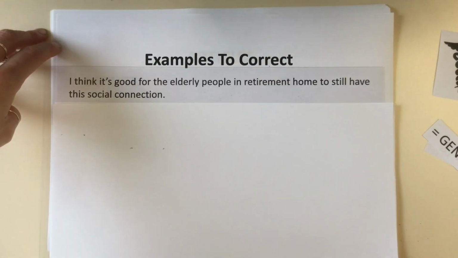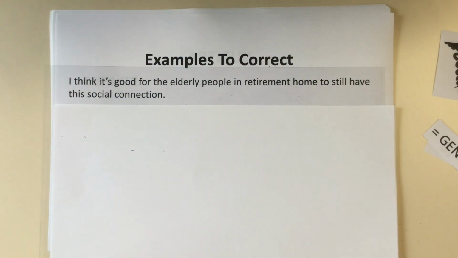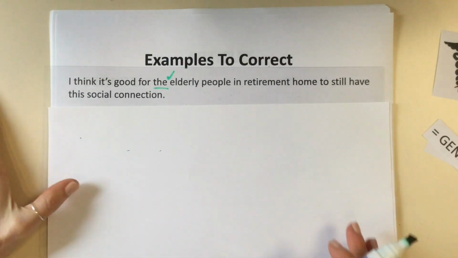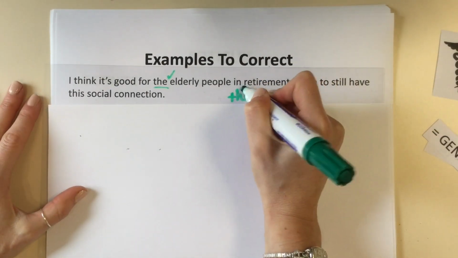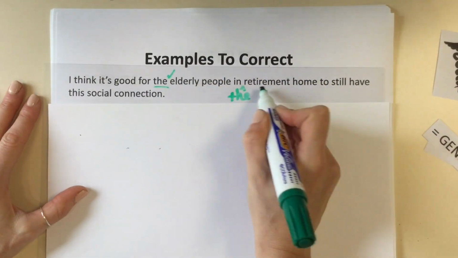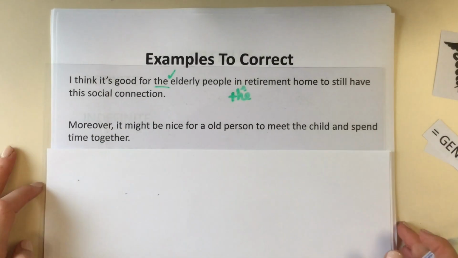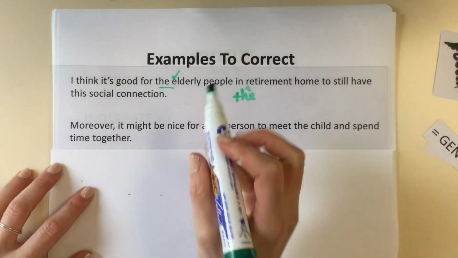Now let's examine some sentences that need improvement. In this sentence, we have the in front of elderly people, which is good because you're talking about specific elderly people from the video, but you're missing the in front of retirement home. So it's the specific elderly people from the specific retirement home you saw in the video.